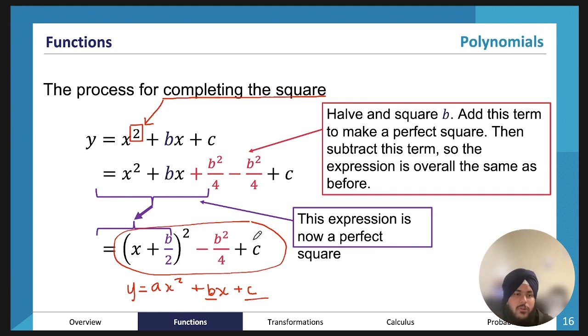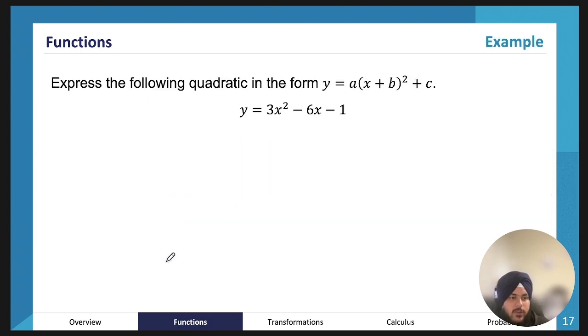And a really good thing about when you complete the square is not only will you find the turning point, but it will also make finding the x-intercepts really straightforward and simple by just using simple algebra. Because you can't solve a quadratic equation by using simple algebra when it's in the expanded form. However, when it's in this form, you can use simple algebra. Okay, so express the following quadratic in the form y equals a(x plus b) squared plus c.